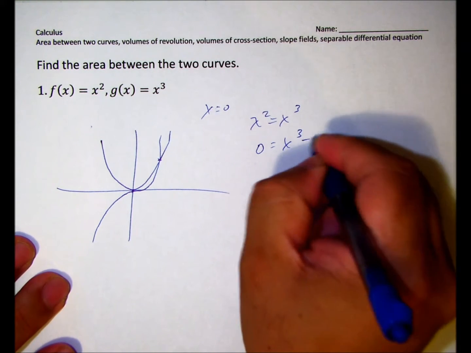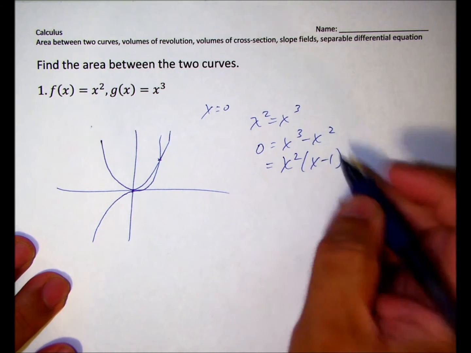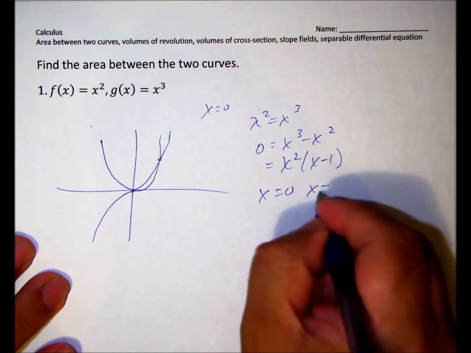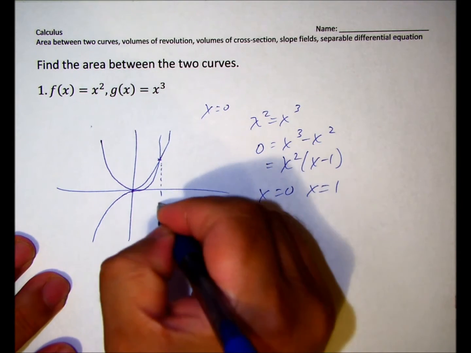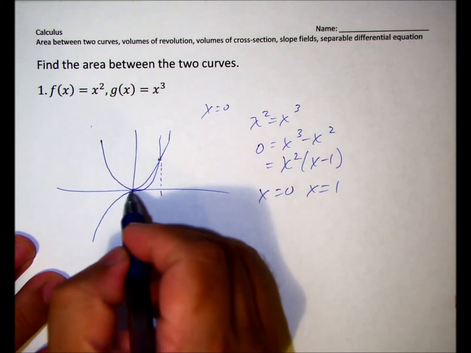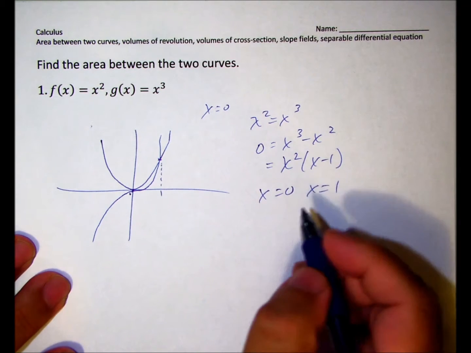Just bring my x squared to the right. Factor out the x squared. So here, x equals 0, x equals 1. Those are the intersections. So the 0 was obvious, but 1 is the other one.